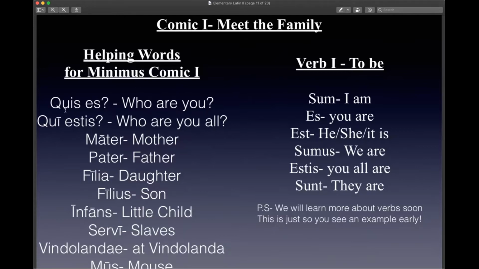So we have quis, who are you? Qui estis, right? And who are you all? I want you to notice something about these words. These words have a QU at the beginning. Now, we have a word in English for asking something, it's called a question. And the reason that we have that qu in question is because all question words in Latin start with QU.